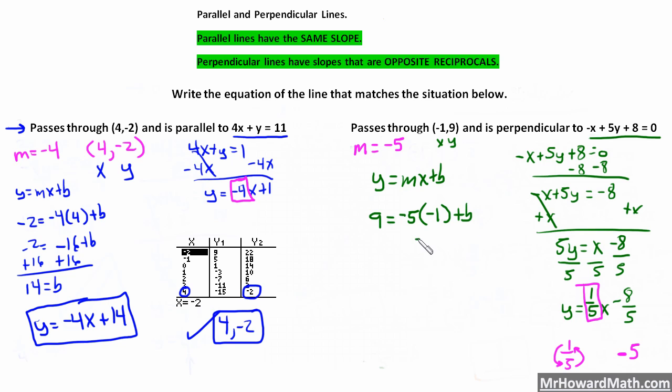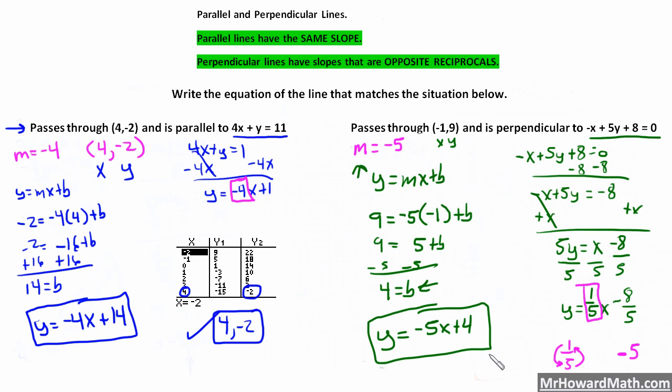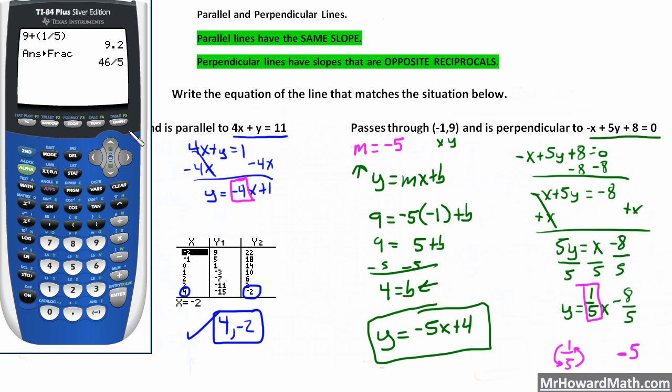Negative 5 times negative 1 is 5. So 5 plus b equals 9. Then we're going to subtract 5 from both sides. 9 minus 5 is 4, so 4 equals b. Now we've got it. We have our b here and our m here. So now we can write our equation. y equals negative 5x plus 4. All right, so negative 5x plus 4 is the equation of the line that is perpendicular to this line and goes through this point. Now let's bring our calculator up over here and check it.